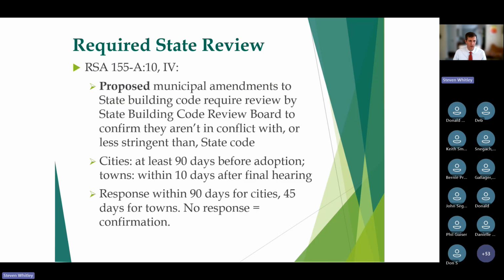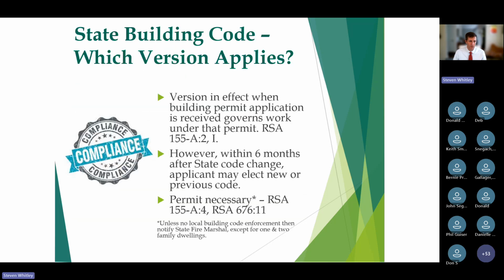Okay, I'm going to keep going here. So I think I left off, I may not have hit this one. Which version of the building code applies? It's the version in effect when the application is received. That's the one that's operable. There's a 6-month period though that the state can change it and the applicant can choose which version they get to use. So just bear that in mind.